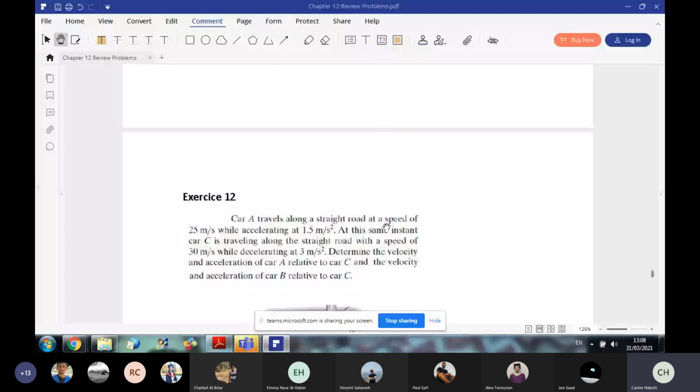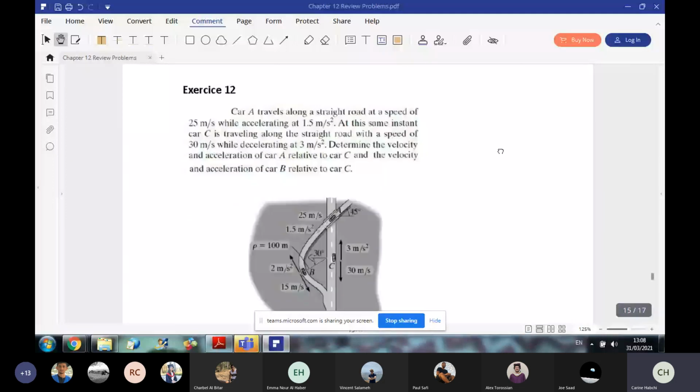Okay. So a car A travels along a straight road at a speed of 25 meters per second, while accelerating at 1.5 meters per second squared. At the same instant, car C is traveling along the straight road with a speed of 30 meters per second, while decelerating at 3 meters per second squared. Determine the velocity and acceleration of car A relative to car C, and the velocity and acceleration of car B relative to car C.